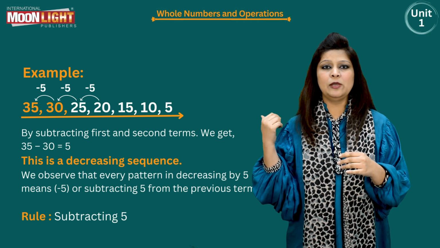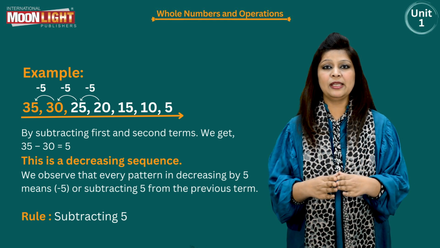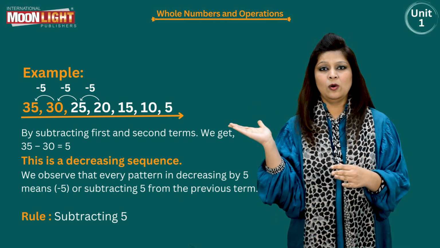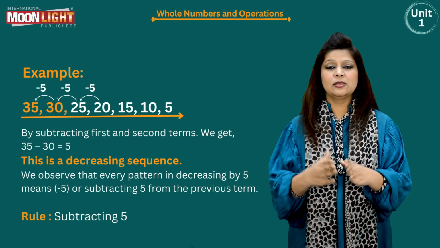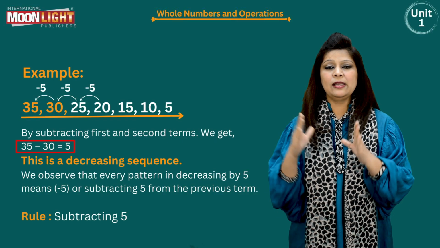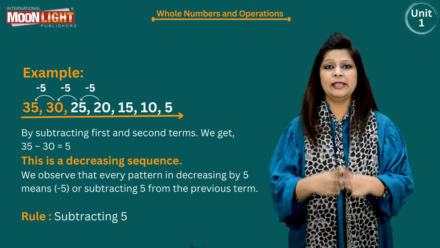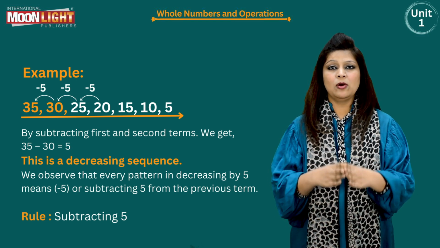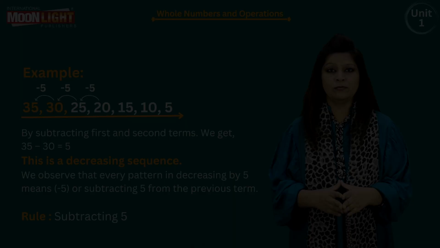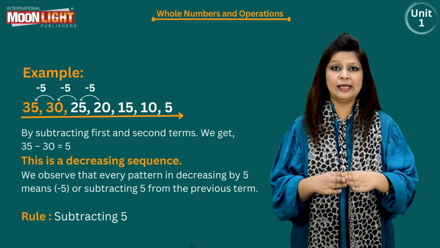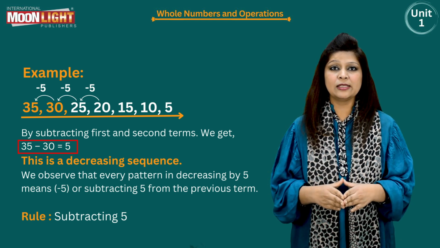Here, in this sequence, you can observe by yourself that the first number is greater than the remaining numbers. In other words, the first term is the greatest number in this sequence. By comparing the first number with the second number, I can easily observe that this is a decreasing order. Why decreasing? Because the numbers are getting smaller after the biggest number. By subtracting the first two terms, that is 35 minus 30, I get a difference of 5.